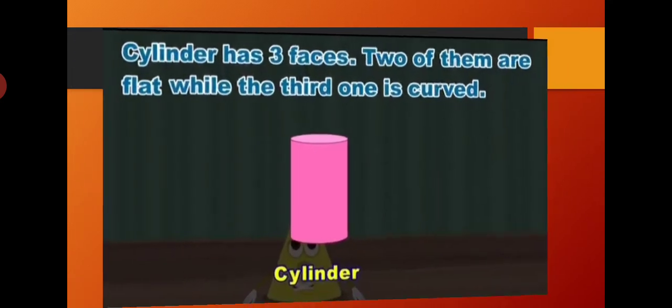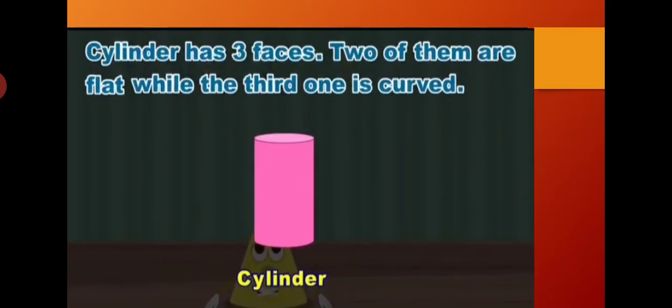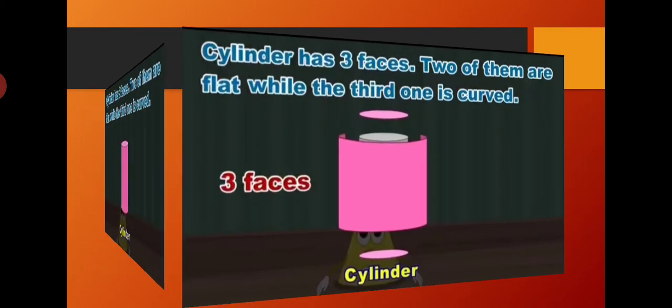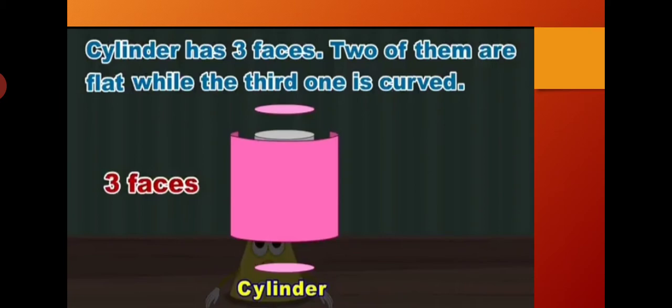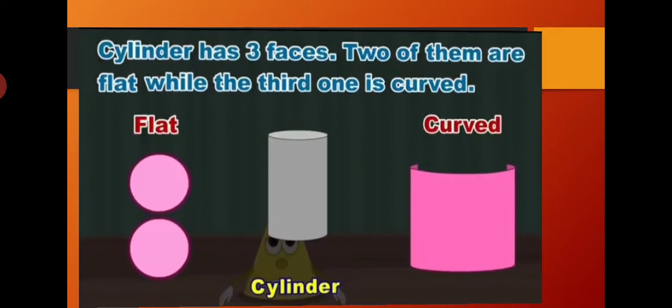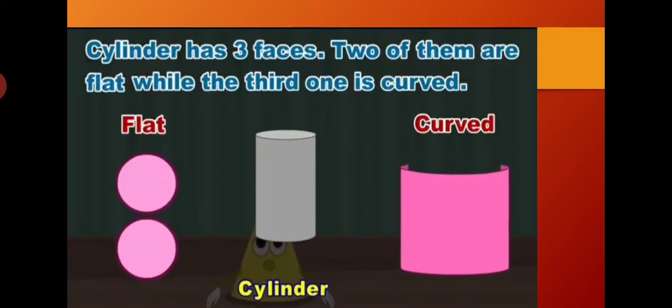Next you can see cylinder. Now in a cylinder, how many faces are there? 3 faces. 2 of them are flat and the third one is curved. I will show you in the next slide where are the 2 flat faces and where is the curved face. 2 of them are flat faces and the third one is curved. Very clearly you can see in this slide, 2 flat surfaces and 1 curved surface.